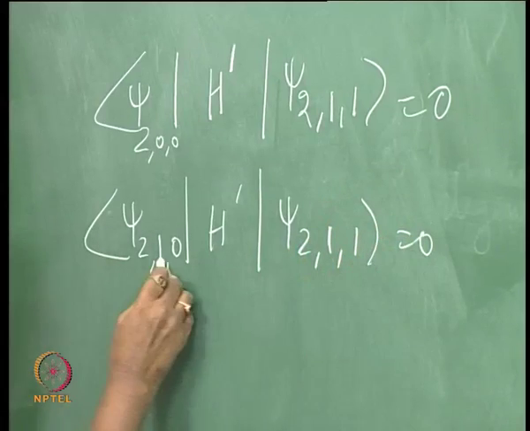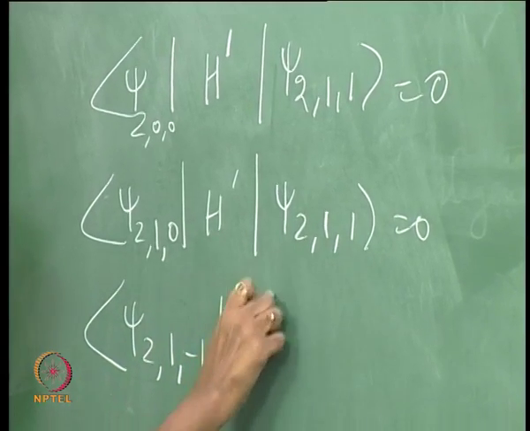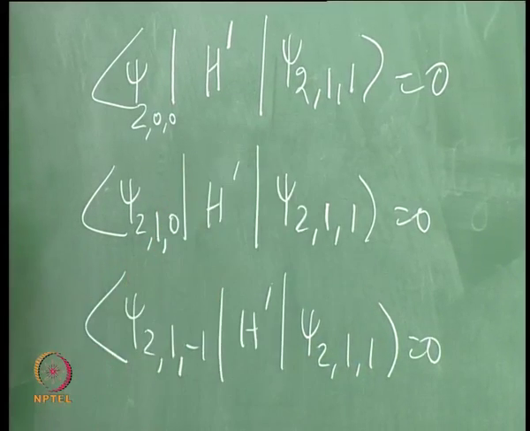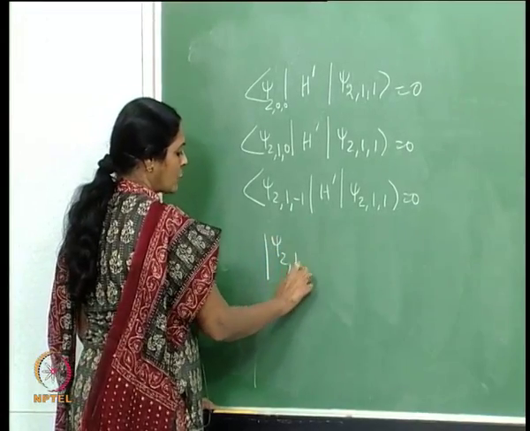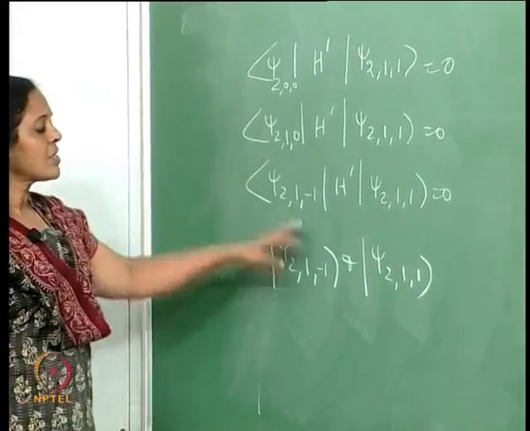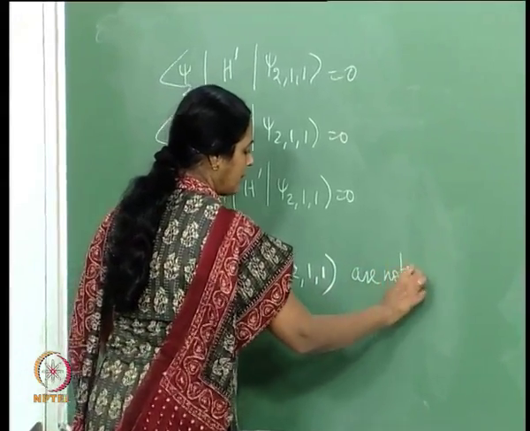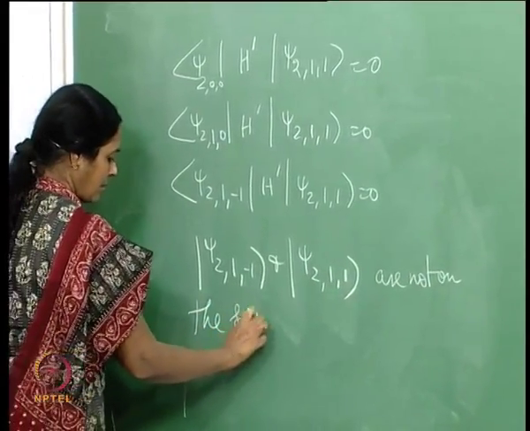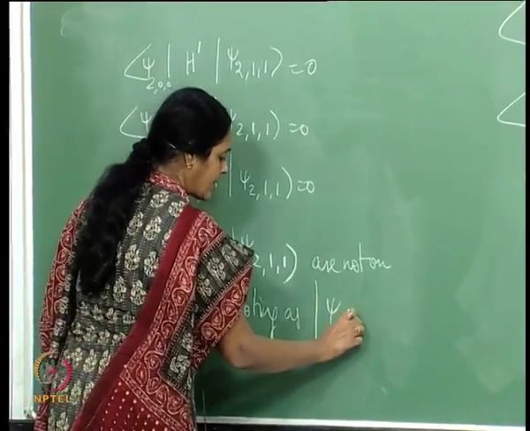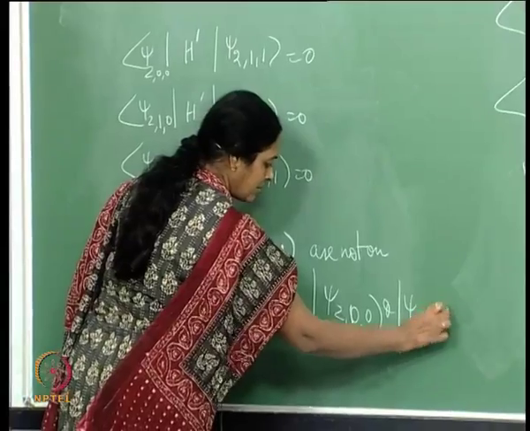This too is 0 because of parity arguments, and this too is 0 because of parity arguments. Similarly for psi 2 1 minus 1. They do not seem to have any problems because they are not on the same footing as the S state term and the P state with m equals 0.